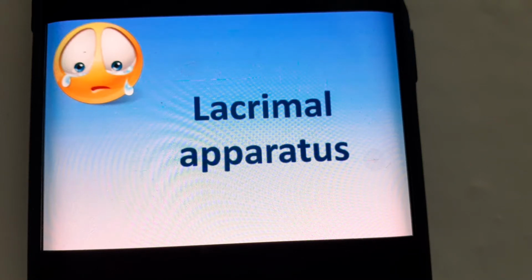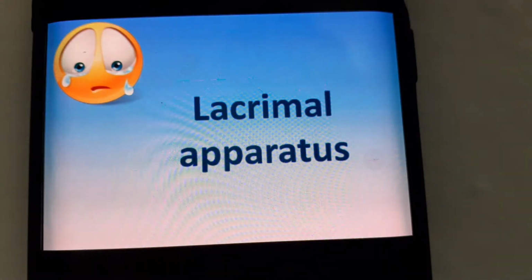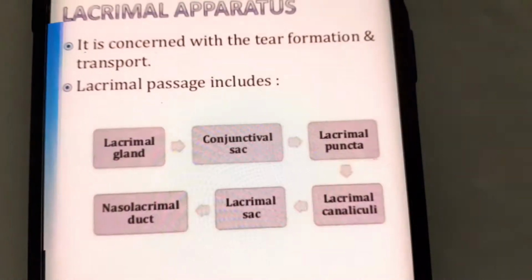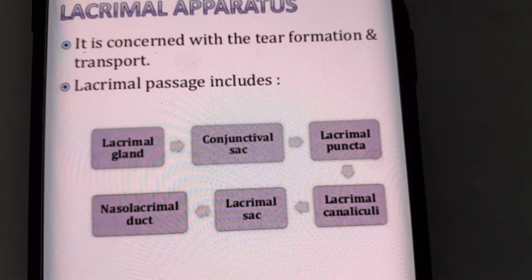Good afternoon, students. Today, my topic is lacrimal apparatus. Lacrimal apparatus is concerned with secretion and drainage of lacrimal fluid or tear fluid. So, what are the components of lacrimal apparatus?